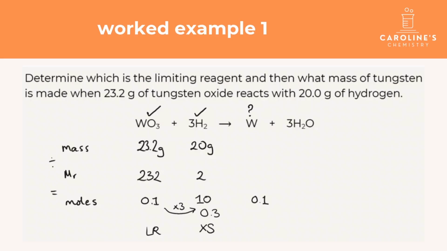Now we're working up the column. So the AR of the tungsten, again, check your periodic table, is 184. In order to calculate the mass, last step, we do MR times moles is equal to the mass, and that gives us 18.4 grams. Not forgetting the units for our overall answer. There we go.